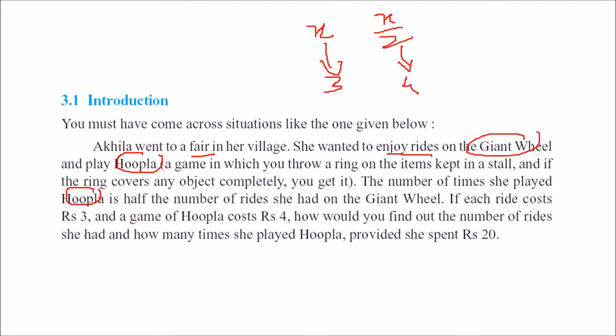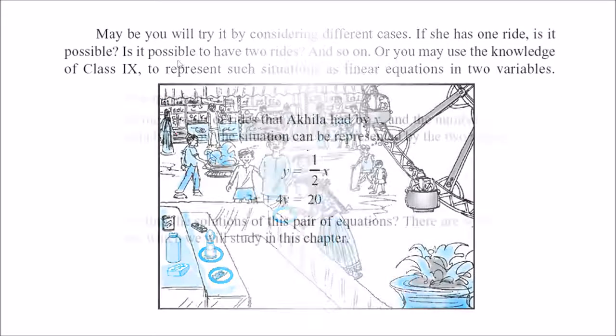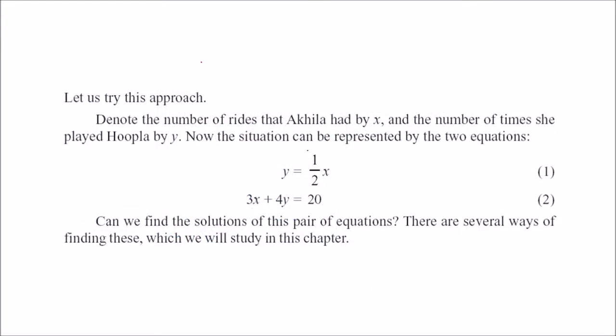How do you find out the number of rides she had and how many times she played hoopla, provided she spent rupees 20? So this 3 rupees into x plus 4 into x by 2 will be 20. This is the simplest equation we can make. Now we'll see how we can make these equations look simpler and solve them. Is it possible for her to have two rides, one ride, or no ride? Let us see. We'll solve this query just now.